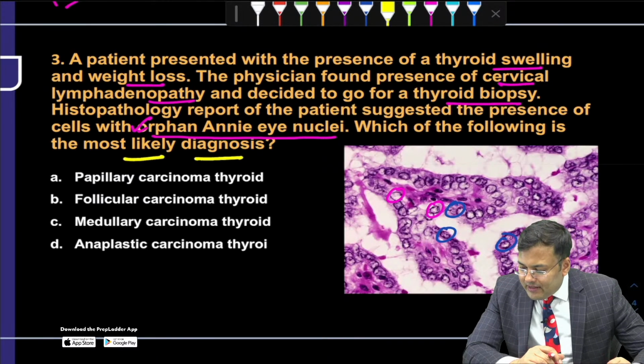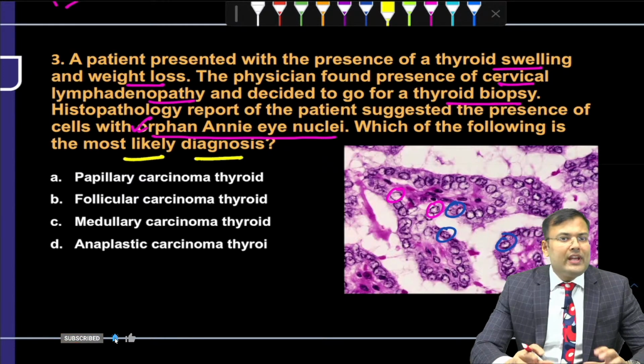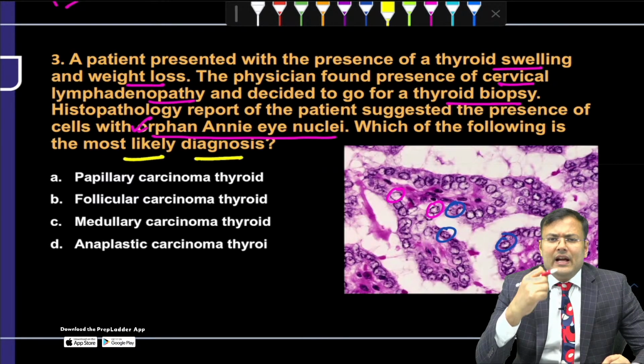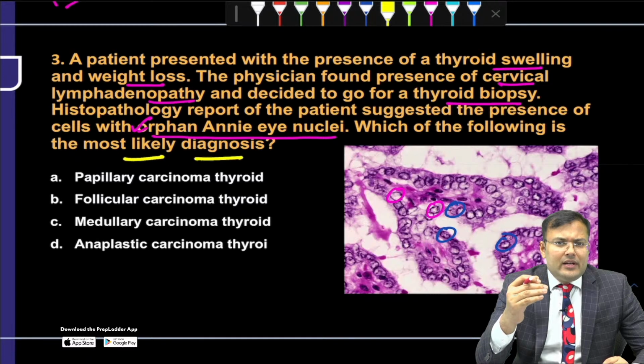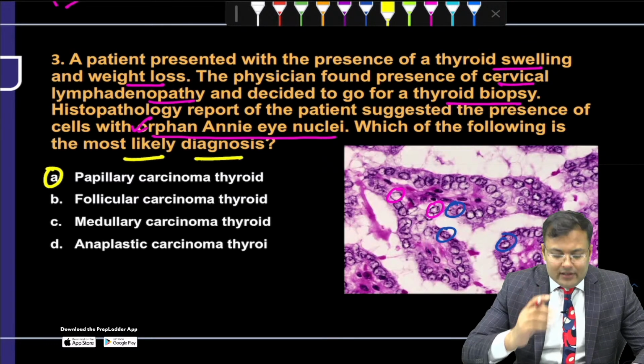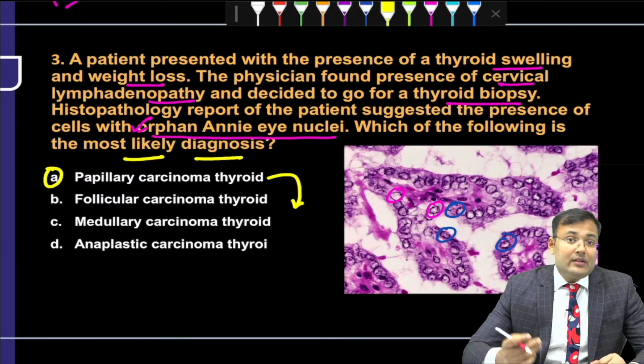All of you are correct. Everybody is marking the correct answer. Obviously, there is presence of Orphan Annie nuclei, that is optically clear nuclei, and it is seen in papillary carcinoma thyroid. There is another question related to this papillary carcinoma thyroid. It is in relation to pathology.